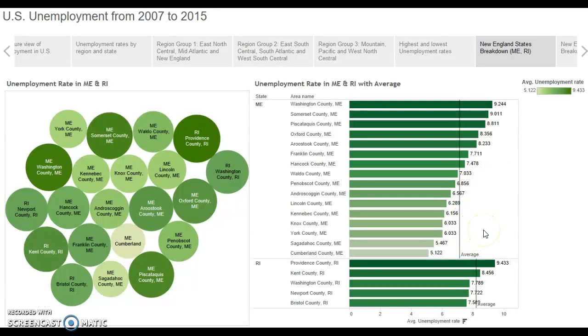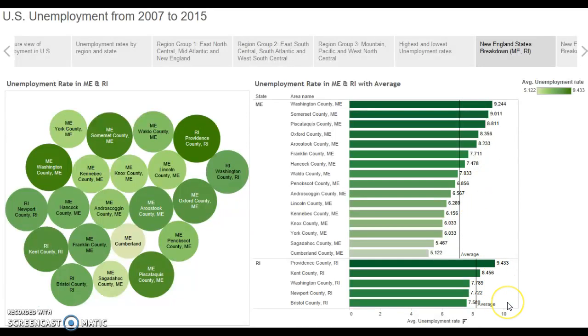In Cumberland County, which is where Portland, Maine, a larger city in Maine, is located, the unemployment rates were considerably lower than the average. So that does make sense. And Washington County, by contrast, had a much higher unemployment rate. And Washington County is further north. Well, it is bordering Canada, so that does make sense.